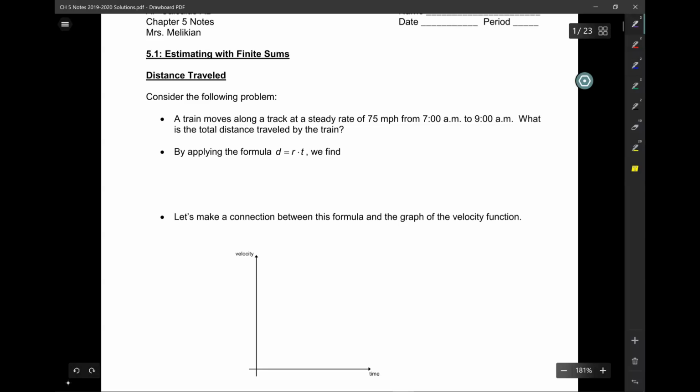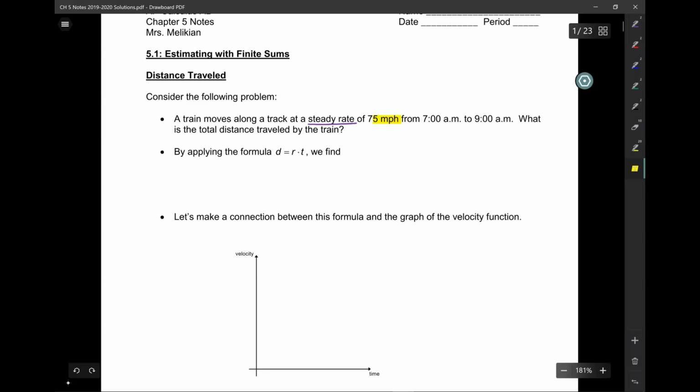First of all, there is a steady rate of 75 miles an hour from 7 a.m. to 9 a.m. What is the total distance traveled by the train? Now, I know you can do this in your head. I get it. But I've chosen a very simple exercise for a reason, right? It's because we don't want the intricacies of a problem. We just want to talk about a simple case.